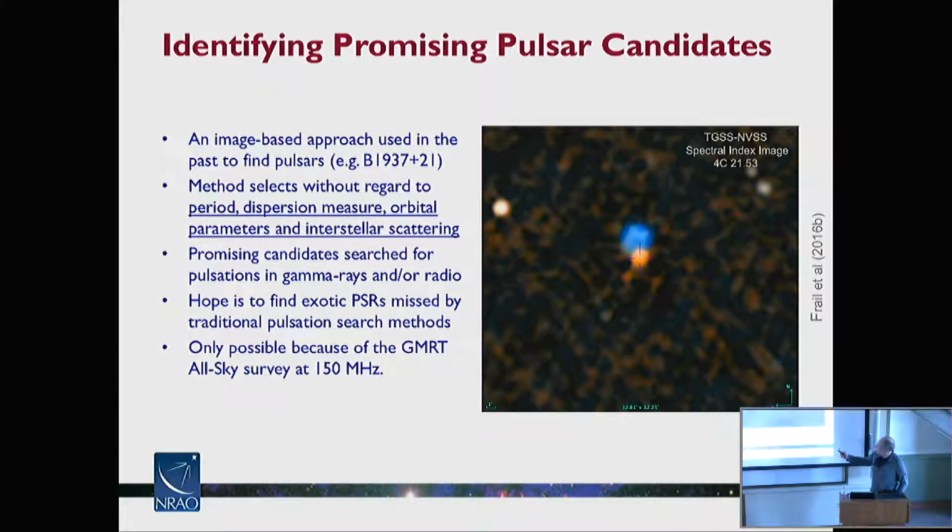And when you're in the image plane, of course, you're not seeing the pulsations. So this is a time average signal you're seeing. But the nice thing about this method is that if you can find steep spectrum objects, you're selecting without regard to their initial period, without regard to the dispersion measure, anything to do with scattering or orbital parameters. So if you can identify a steep spectrum source, you can then follow it up by looking for pulsations in gamma rays or radio.